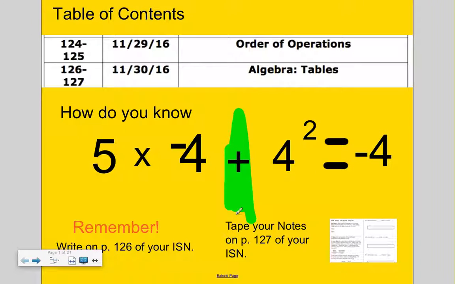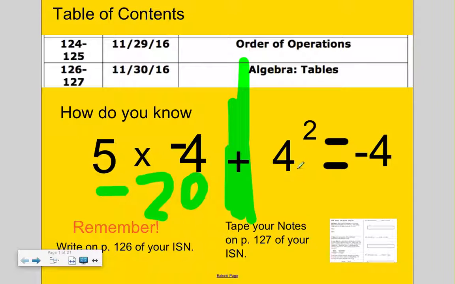Well, I know this is an order of operations problem. So let me highlight the addition or subtraction operator. I see the first term and the second term. Term 1 is on the left side. What is 5 groups of negative 4? Negative 20. On the second term, you see 4 squared.